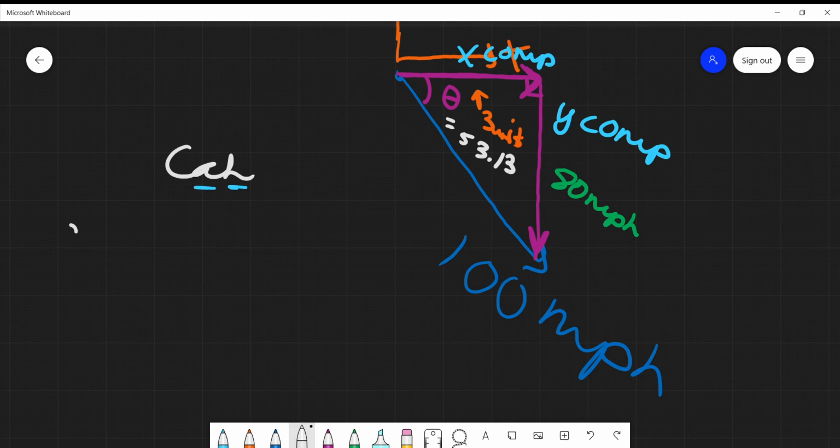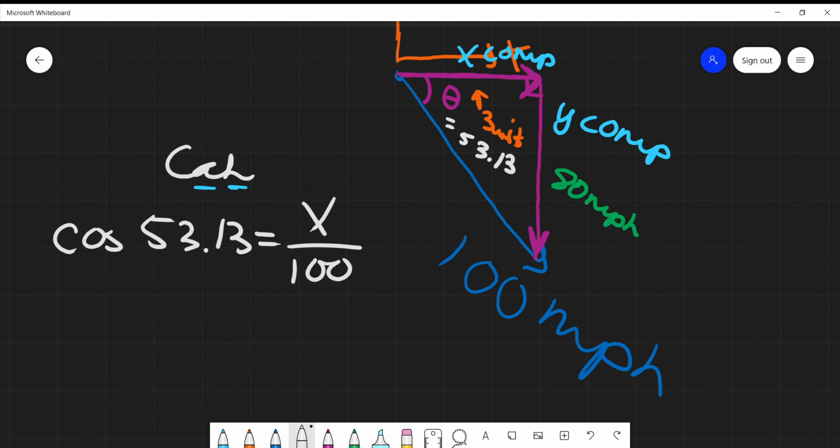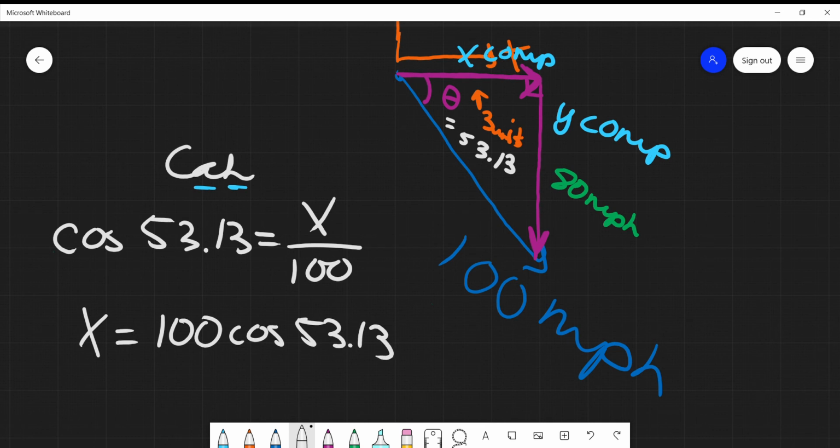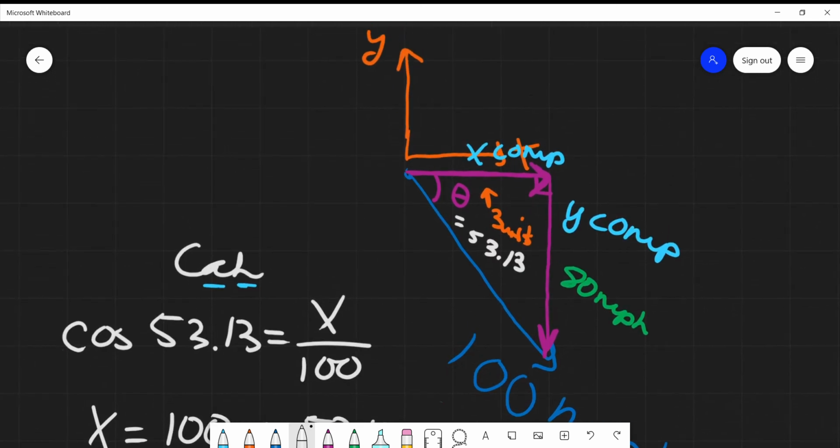So if we do the cosine of our angle, so cosine of 53.13 equals the adjacent over the hypotenuse, we get x equals 100 cosine of 53.13. And that is 100 times the cosine of this, which is just straight 60, so 60 miles per hour. Sweet.